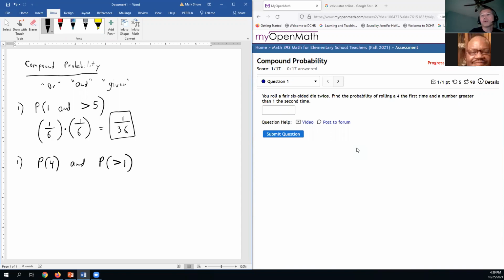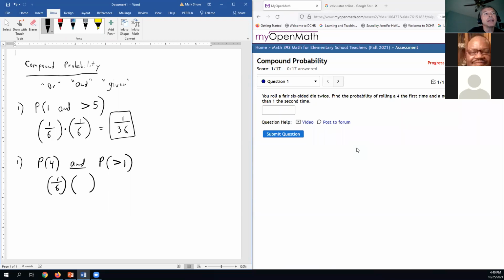The probability you roll a 4: all 6 numbers on a die have the same probability coming up if it's a fair die. Any one of those 6 numbers has a 1 out of 6 chance of showing up. So the probability that you roll a 4 is just like the probability you roll a 1. It's 1 out of 6. The "and" here means that we need both things to happen. So to get both of these things to happen, we're going to need to multiply these together.